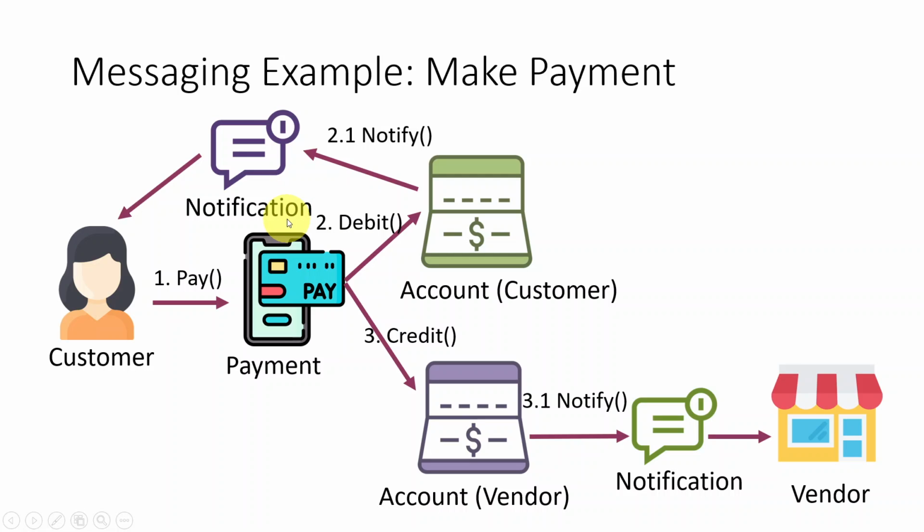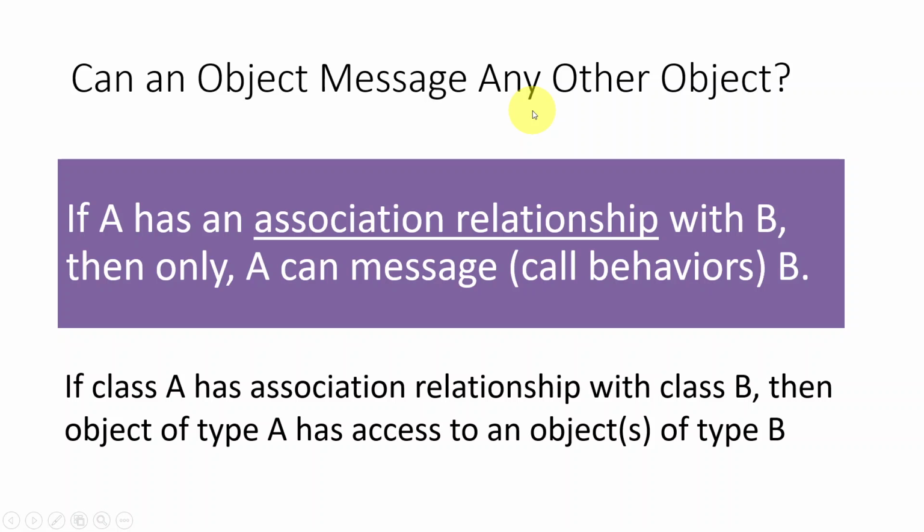So messaging is calling a behavior of another object or getting the service of another object. Can an object message any other object? The simple answer is no. If a class A is associated with class B only, an object of class A can message an object of class B. Otherwise, it is not allowed to send a message.